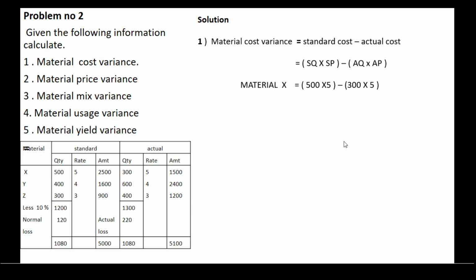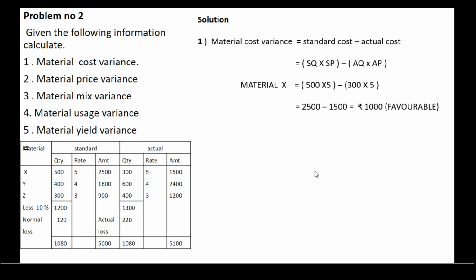So now, 500 into 5, 2500, minus 300 into 5, 1500. So 2500 minus 1500, rupees 1000. So here the standard cost is more than the actual cost, so it is called favorable. So the material cost variance for the material X is rupees 1000 favorable.